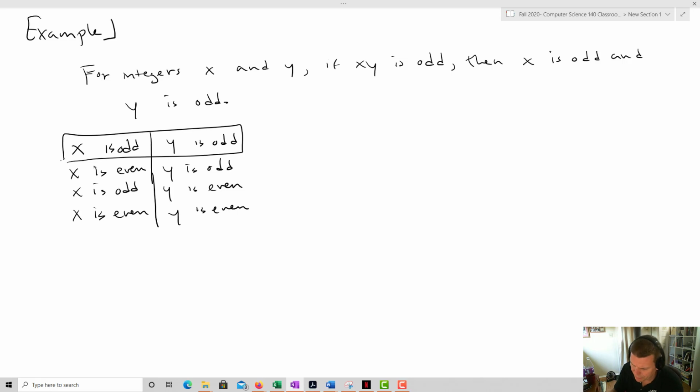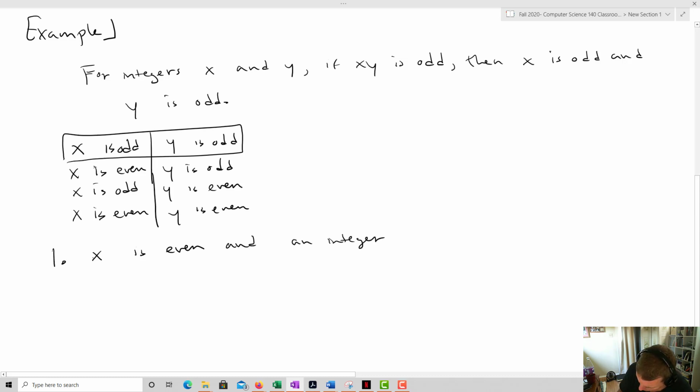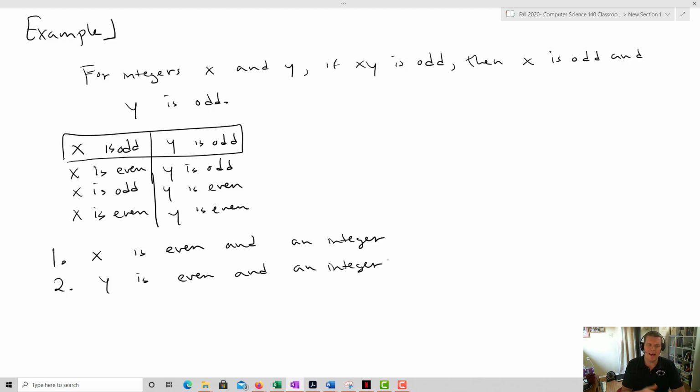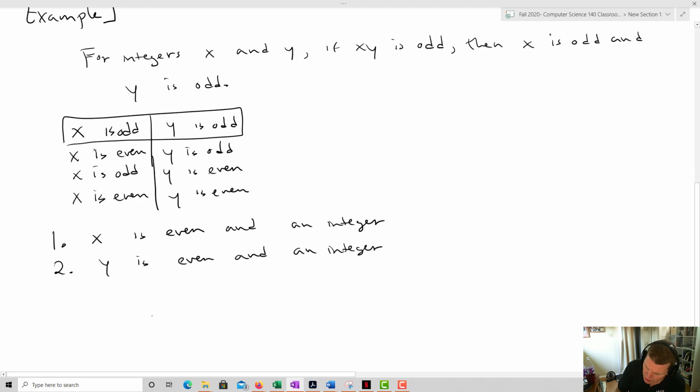So let's say, for example, our case 1 is x is even and an integer. And case 2 is y is even and an integer. What that does is, if I show that both of those cannot be true, then what I end up with is that only x is odd and y is odd. Okay? And both should be fairly easy, or not incredibly hard. So we'll start out with x is even.